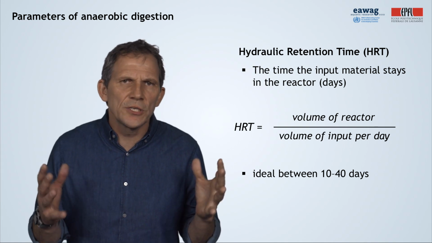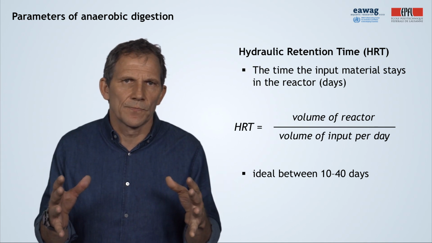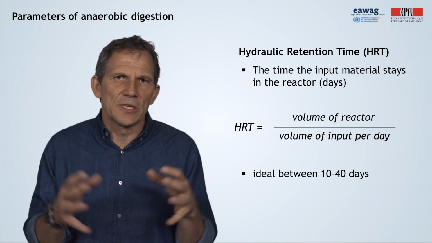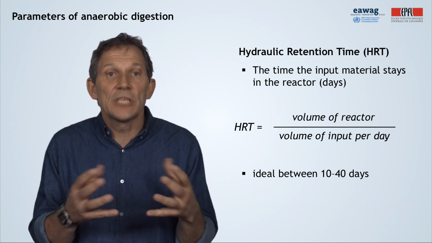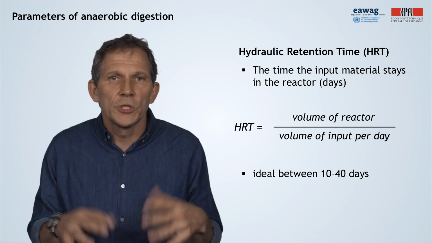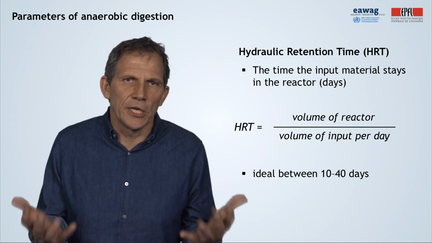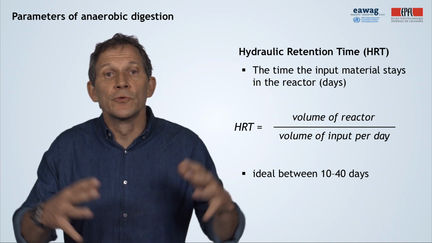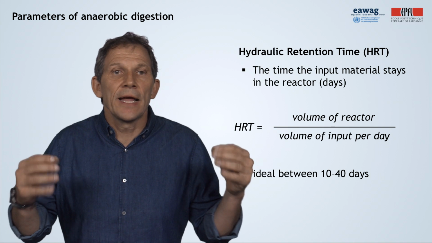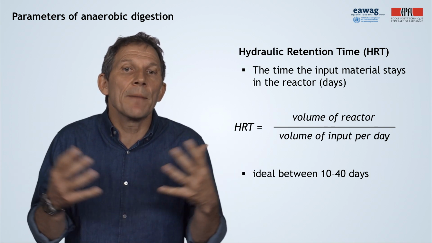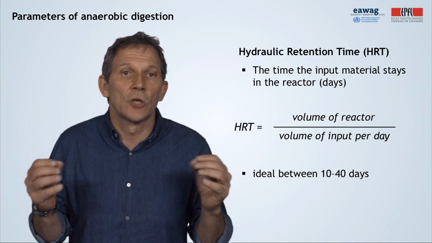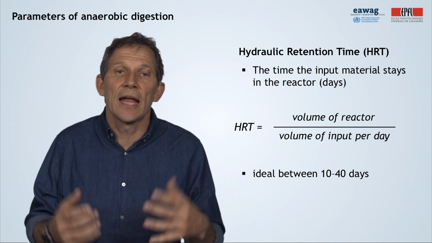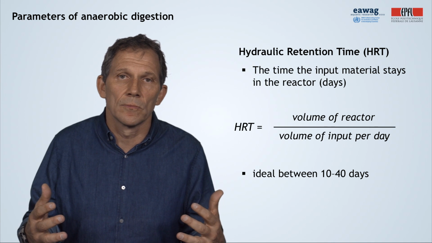Now here we're confronted with an optimization process. If for a given input the reactor volume is small, then the retention time is low, which means we will get little biogas yield, as there is little time for the process. If the reactor volume is large, then retention time increases and we get more yield, but at the cost of having a large reactor, meaning more space needed and higher investment costs.